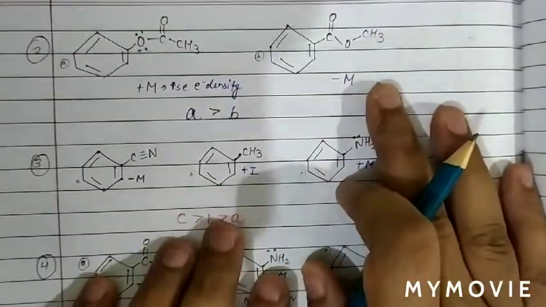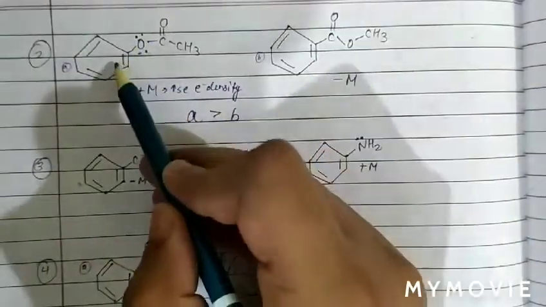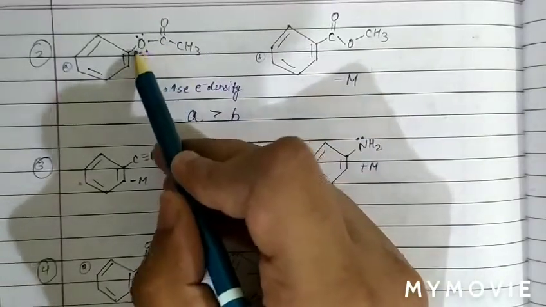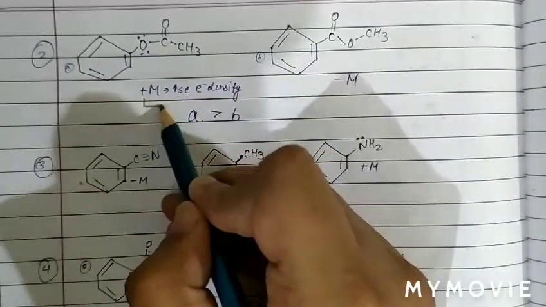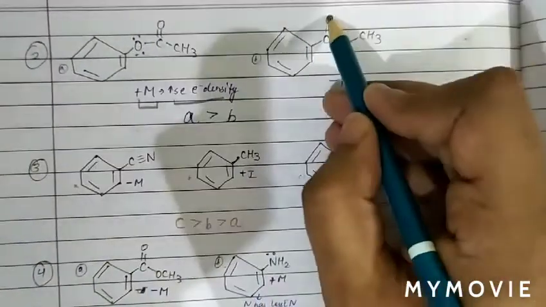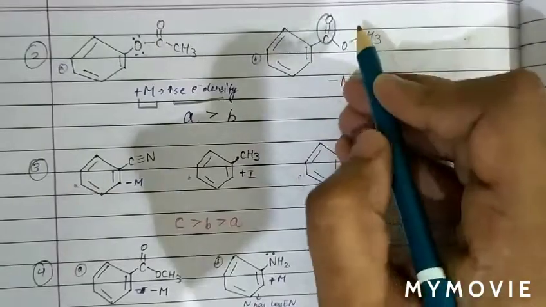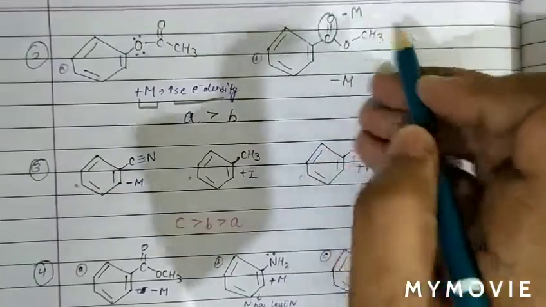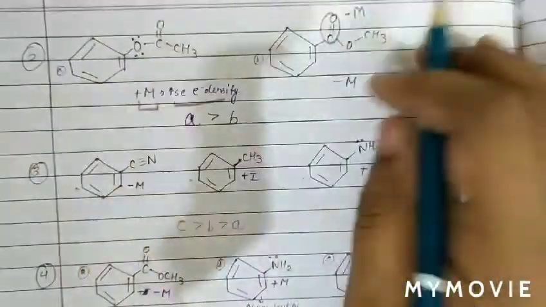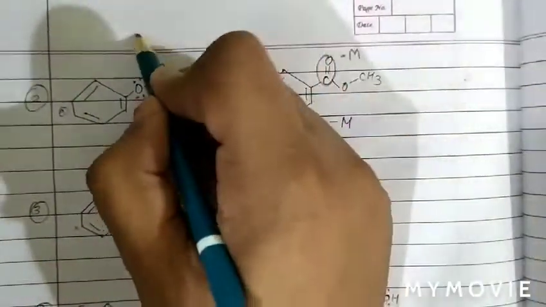Now see the next question. As we can see, in this case benzene is attached with oxygen, C double bond O, CH3. Again in this case lone pair group is attached, so plus M group, and we know plus M group increases the electron density. While here we can see C double bond O is attached. It is minus M group in nature, we have already discussed. So minus M group decreases electron density.